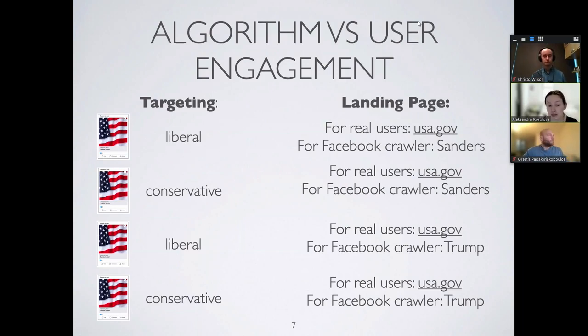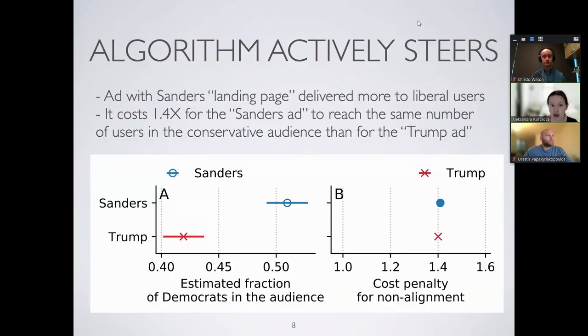And so what we see here when we run these campaigns, that they deliver differently depending on whether they're targeting a liberal audience or a conservative audience, and depending on whether the Facebook crawler sees the Sanders page or the Trump page. Specifically, the ads with the Sanders landing page deliver much more to liberal users, and the ads with the Trump landing page deliver much more to the conservative users. And moreover, it costs about 1.4 times more for the Sanders ad to reach the same number of users in the conservative audience than for the Trump ad.